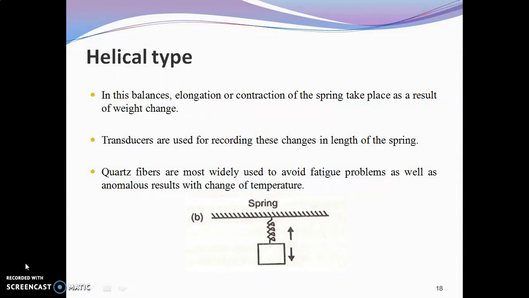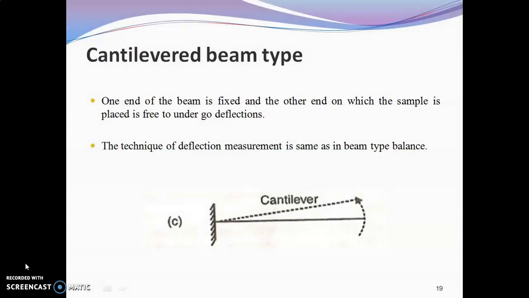In this balance, elongation or contraction of the spring takes place as a result of weight change. Transducers are used for recording the change in length of the spring. Quartz fiber is widely used to avoid fatigue problems as well as anomalous results with change in temperature.